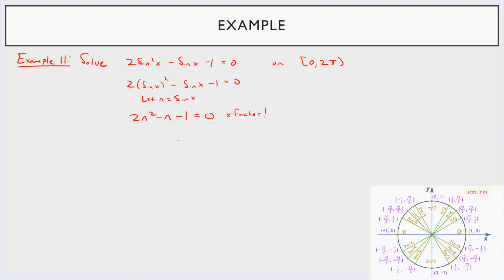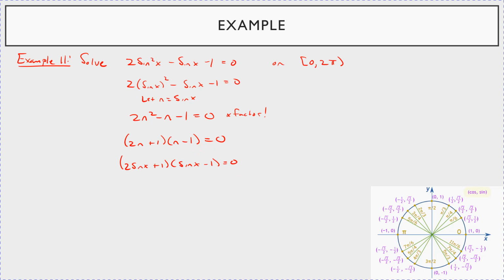And this would very easily factor into 2 times n plus 1 times n minus 1 is equal to 0. But I didn't ask you to solve for n, right? I asked you to solve for sine of x. So let me just plug back in sine of x for n. So I have 2 times sine of x plus 1 times sine of x minus 1 is equal to 0.